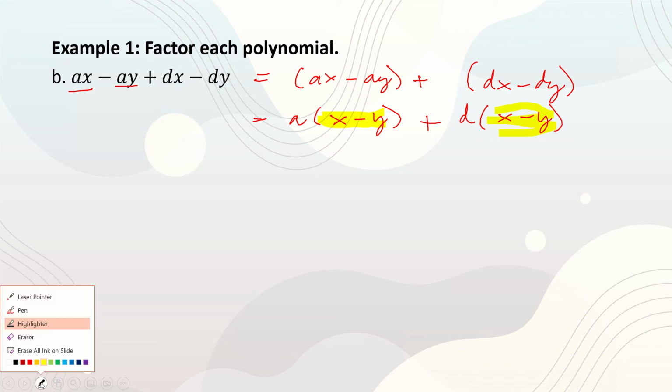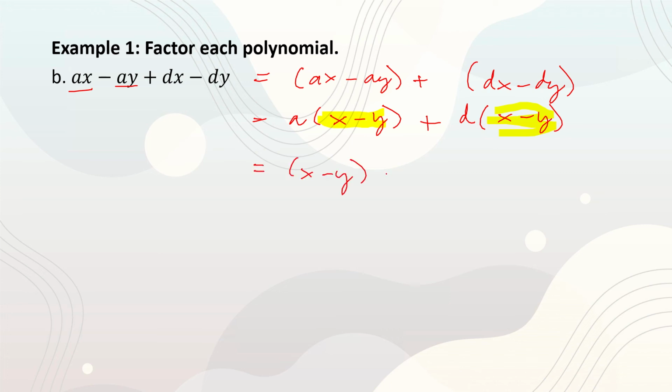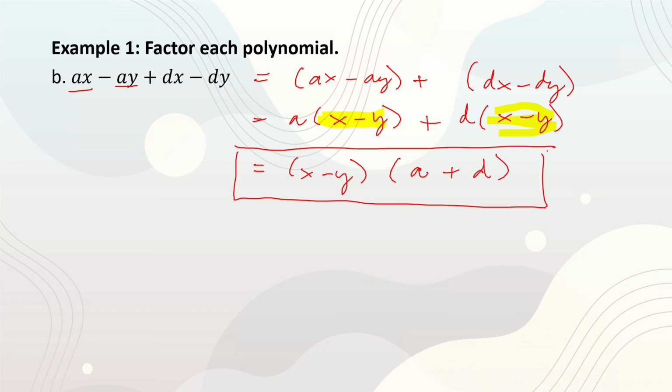So what will you do? You have to factor out the common factor in our two groups, which is x minus y. In that case, what will be left in our first group is just an a, and in our second group, what will be left is just d. So this is now the correct factored form.